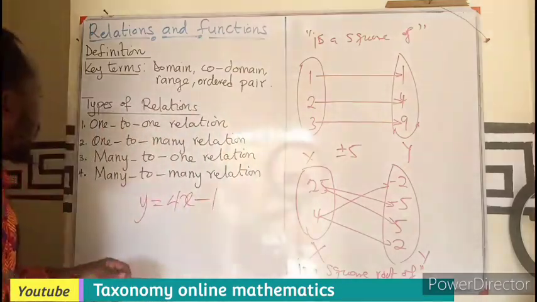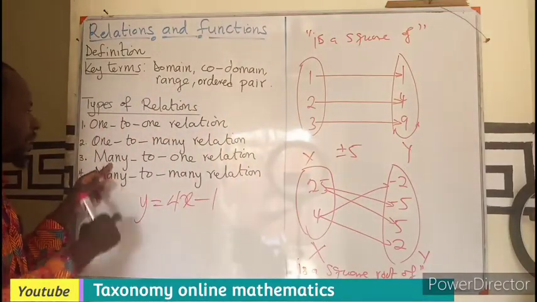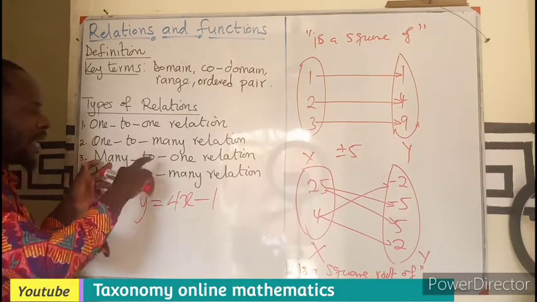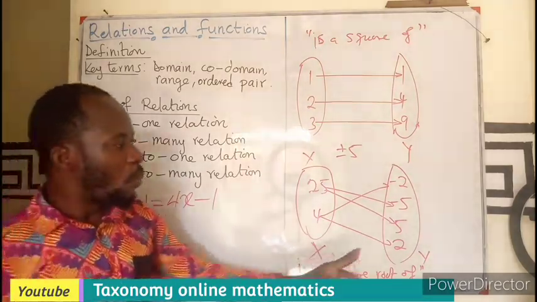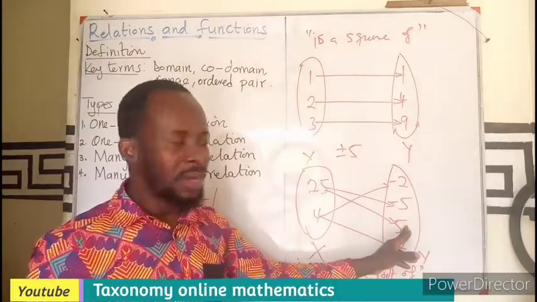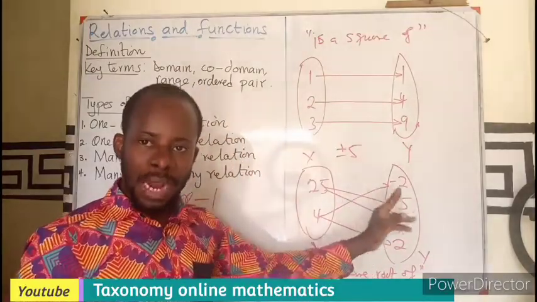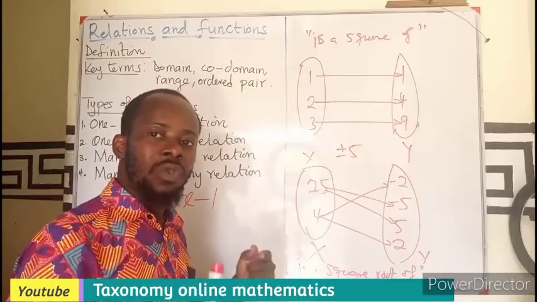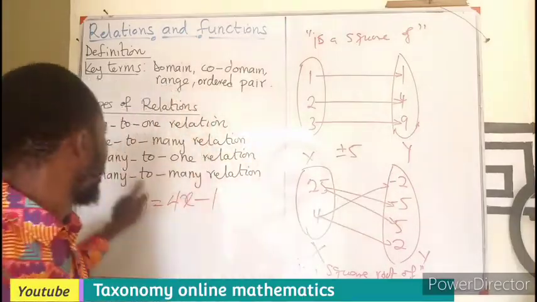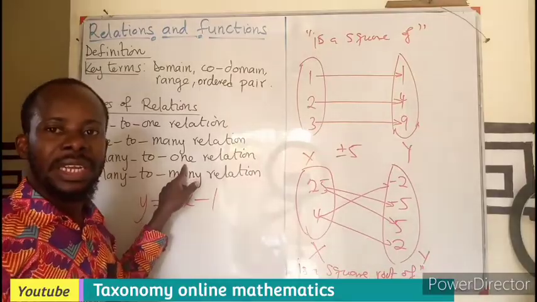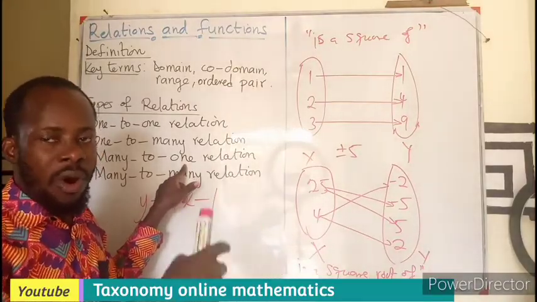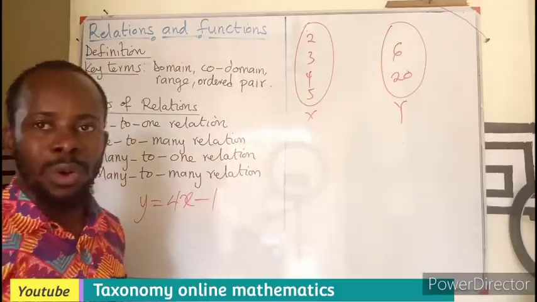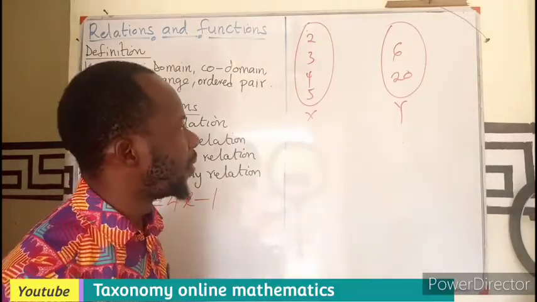All right. Then the third one is going to be many-to-one. Many-to-one, which is the direct opposite of this. Two or more elements in the domain have only one element in the codomain. Many of them have only one. That will be an example of what? Many-to-one. So let's see how best we can also relate this. Label it.